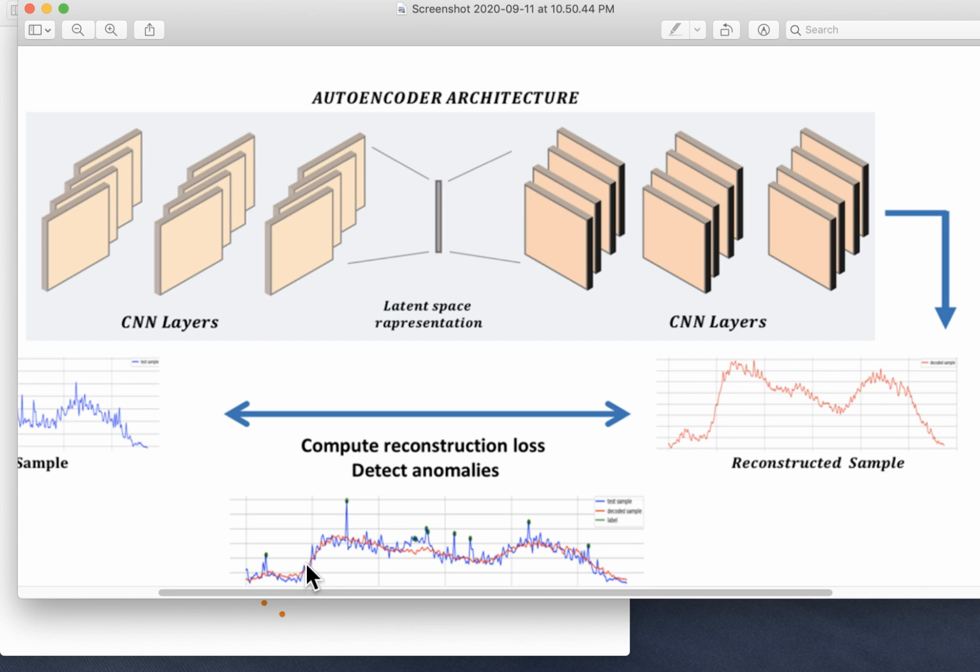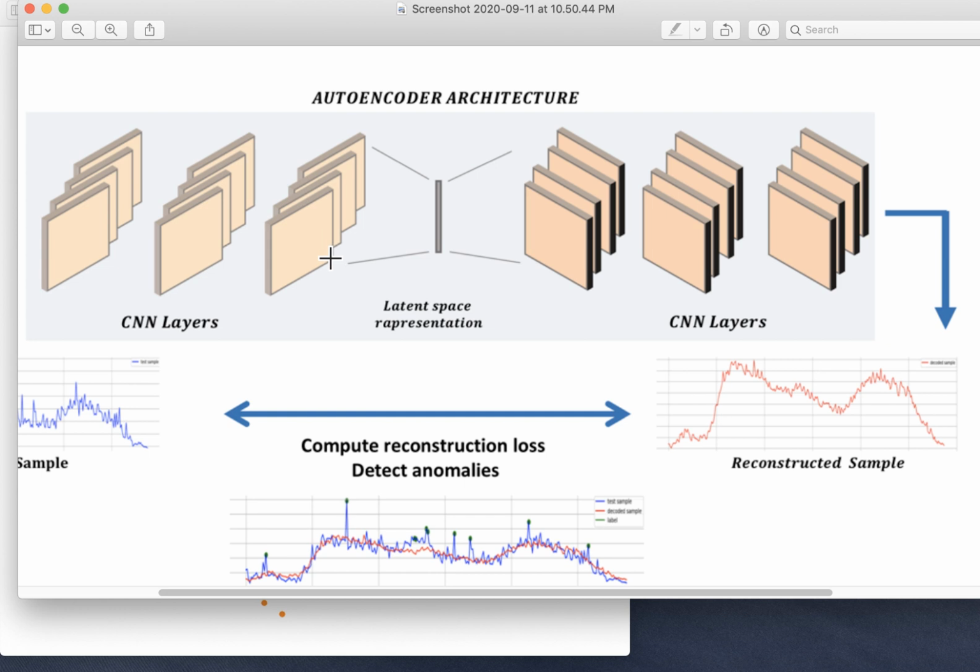If this is my heart rate normally during the course of the day, say the blue lines or the red line, then the sudden spike that I had this morning of 170 beats per minute would be an anomaly. And it is going to be detected by computing the reconstruction loss, and then we get the reconstructed sample out. But essentially, it is here where the anomalies are detected using an autoencoder.